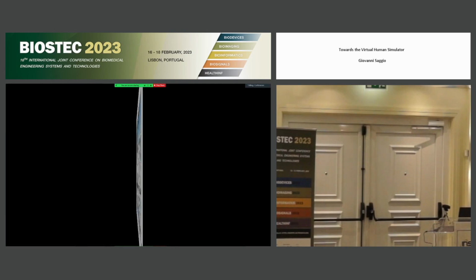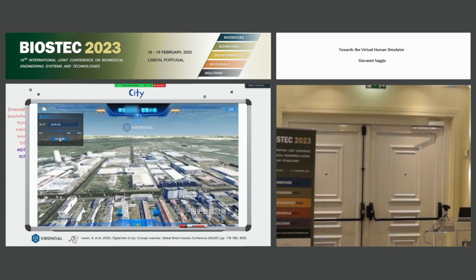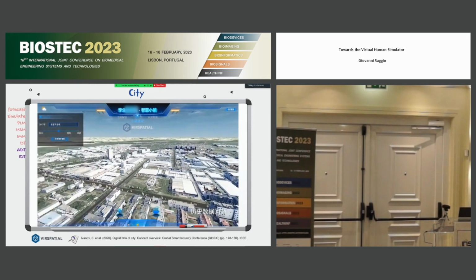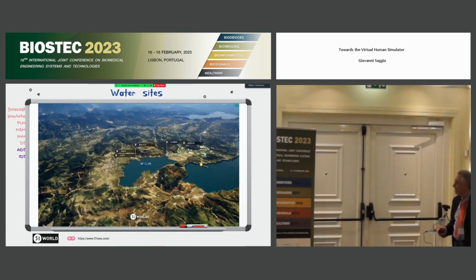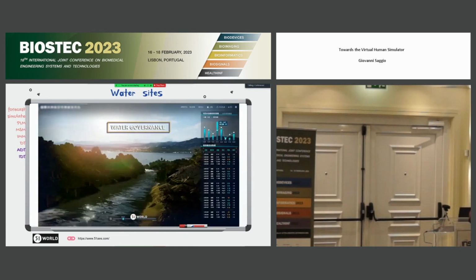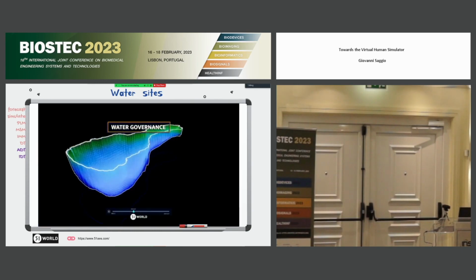Okay, and what about an entire city? Also, entire cities in China are made after their virtual counterpart as a digital twin on computers. Okay? Or, this is very interesting, water sites. The water governance is made by means of digital twins, again.